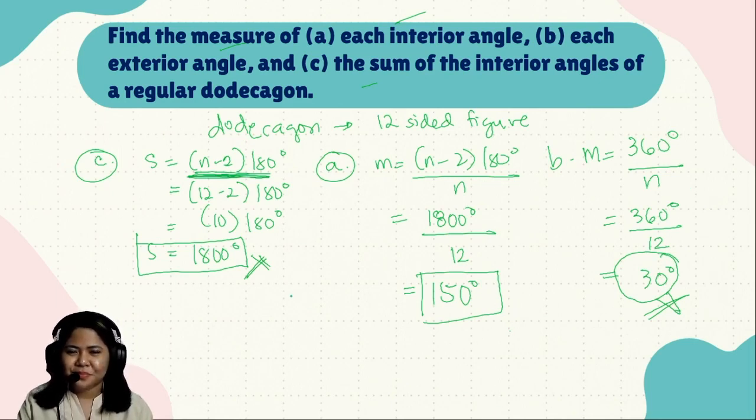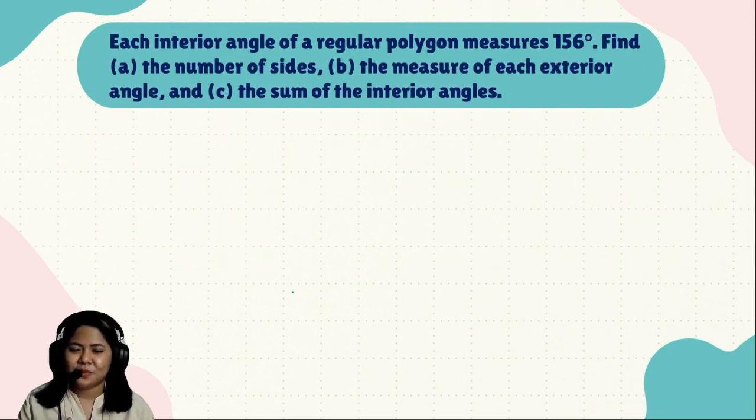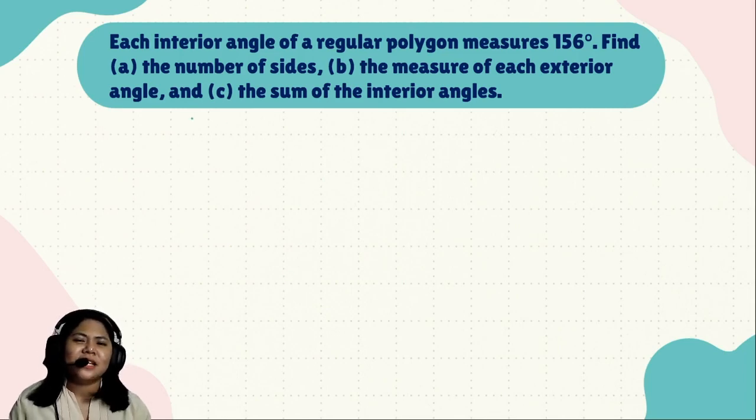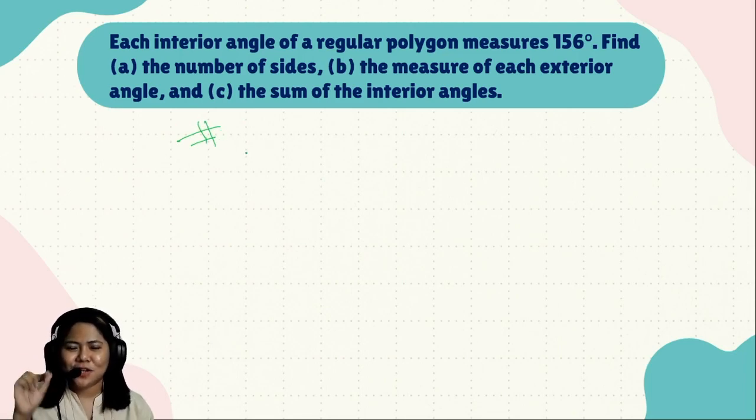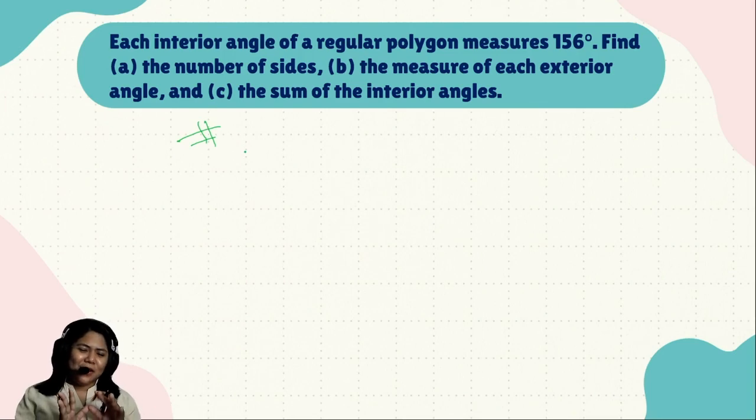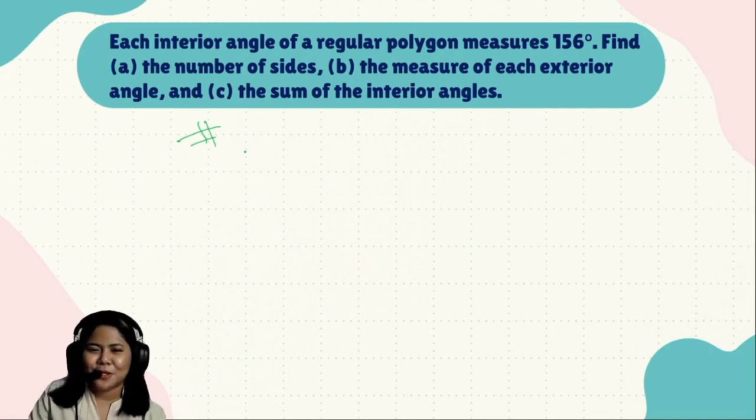Okay? Next. I think this is the last one. Each interior angle of a regular polygon measures 156 degrees. Find the number of sides, the measure of each exterior angle, and the sum of the interior angles. I think for the last one, I will be giving this to you as an activity. Okay? So, sagutan ninyo to. Pero, actually, this can be seen on your modules. Okay? Pero, bago nyo tignan sa module ninyo, sagutan nyo muna. Tapos, pag nasagutan ninyo, tingnan ninyo, pareho ba ang makukuha ninyong sagot?